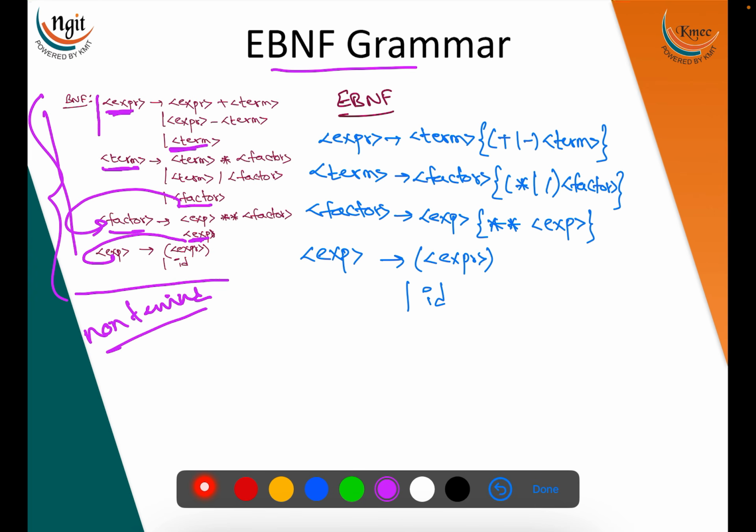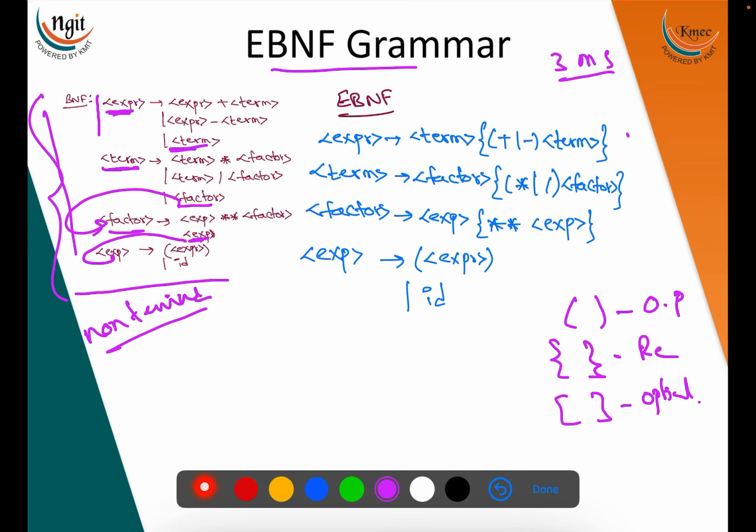And coming to the conversion part, you have to use three meta symbols as we discussed earlier. What three meta symbols do you have to use? Parentheses you have to use for any operators, braces you have to use for repetition, and brackets for the optional part. If you have any optional part you can use it. So this is your EBNF grammar.